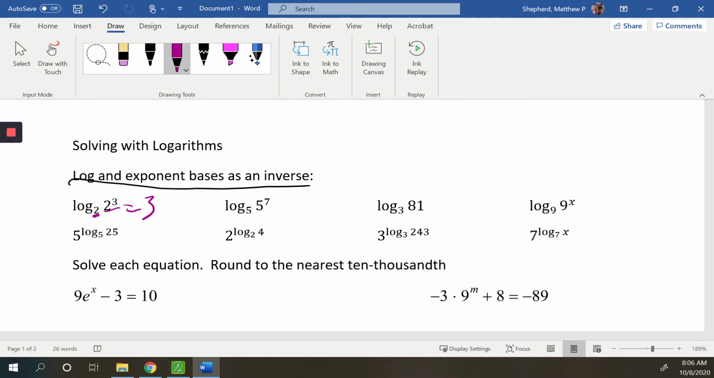Now, notice what happened in that evaluation. The log with the base 2 and that base of the exponent of 2 eliminated and just left us with 3. Here, this log is asking 5 to the power of what is equal to 5 to the power of 7? So once again, 5 to the power of what would equal 5 to the power of 7? Just a 7. And once again, the log base 5 and the 5 to the power are taken out, and the only thing that's coming over is that 7.